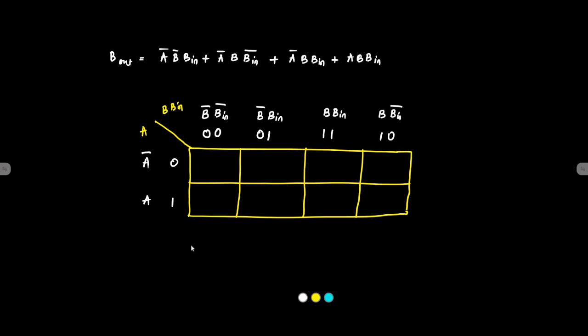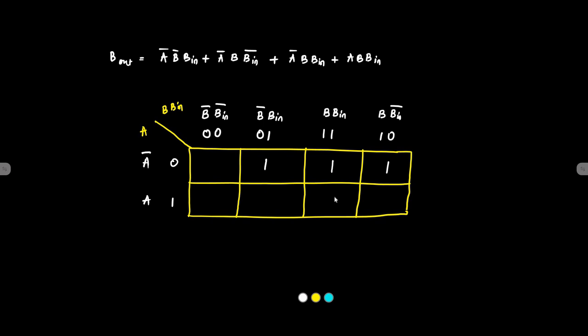Okay. So now we have to occupy the cells. So A bar, B bar, B in. Okay, here 1. A bar, B, B in bar. Okay, this one. A bar, B, B in. This one, then A, B, B in. Okay, this one.